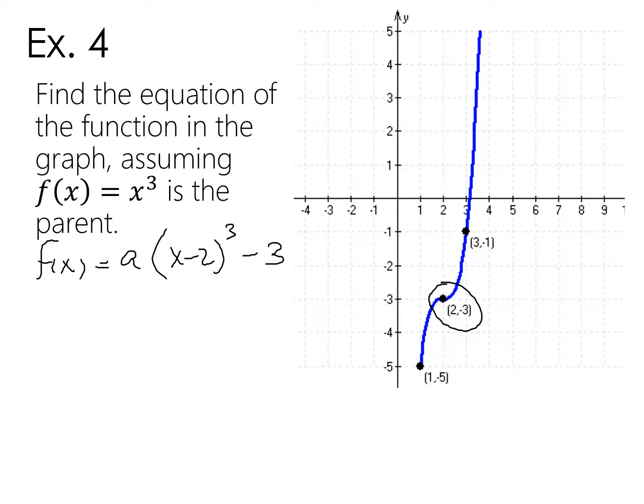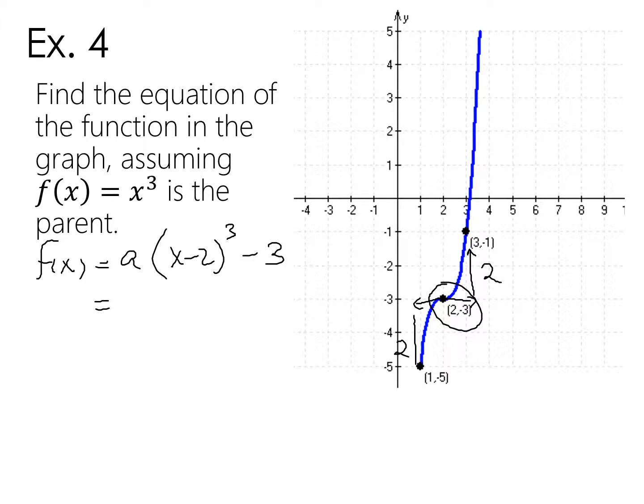If we wanted to use the cheater's method, we'd be looking: now I have to go over 1. So graphically, it goes over 1. And in this case, it goes from negative 3 to negative 1. So that's a jump of 2. Just double check to make sure it does the same thing on either side. Over 1, and it goes from negative 3 to negative 5. That also is a jump of 2.